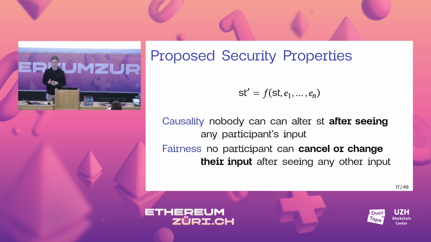Now, what security properties do we need? We want causality, which is the property that nobody can alter the state of the application after seeing someone else's input, and that is against front-running in particular. And we have the fairness property, which is that no participant can cancel or change the input to the application after seeing anyone else's input.